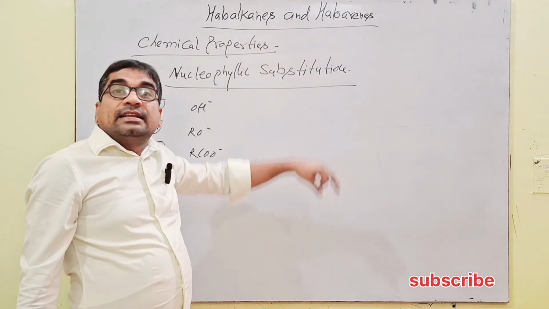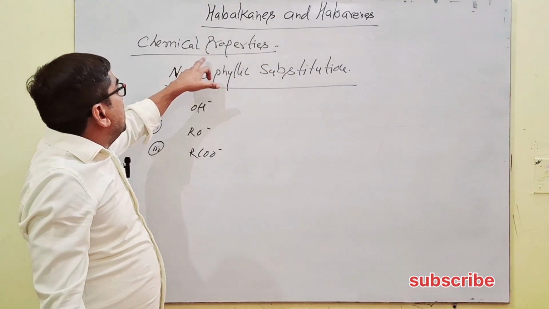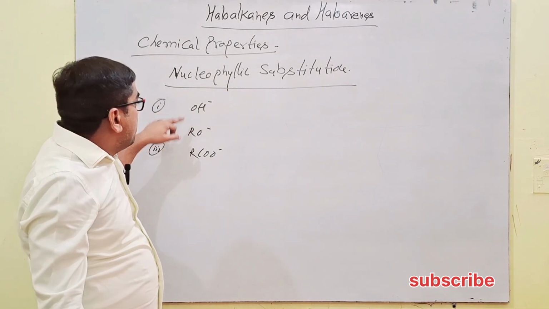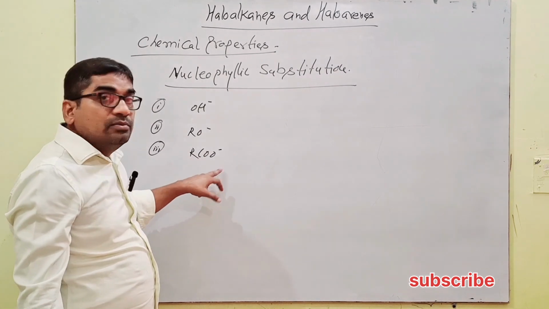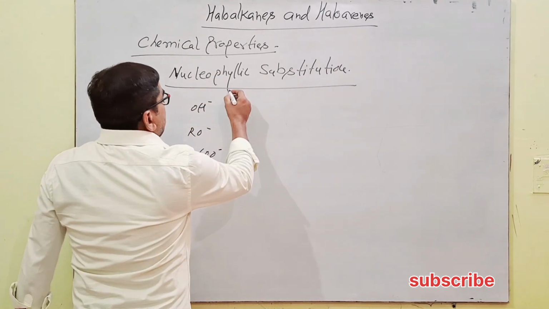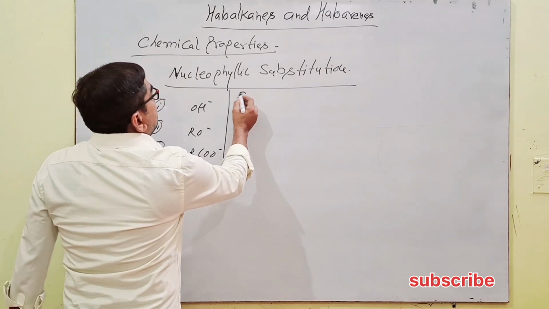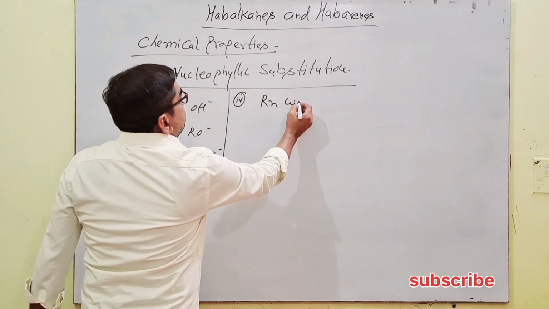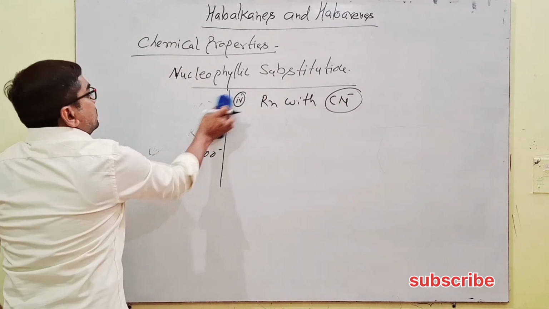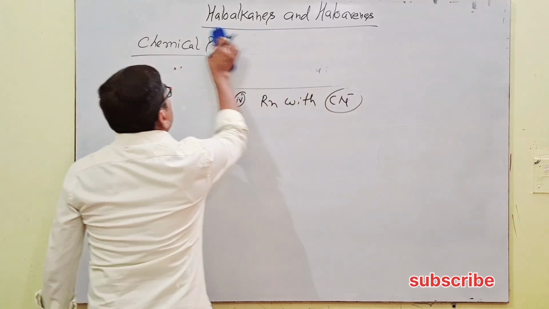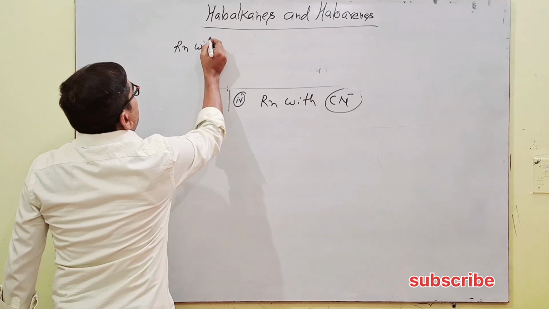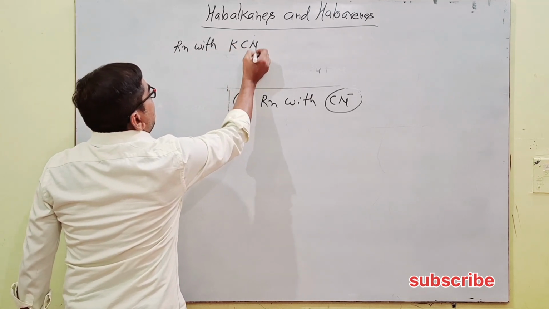In Haloalkanes and Haloarenes, we have discussed nucleophilic substitution reactions of the OH group by RO and RCOO minus. Nucleophilic substitution is continued. So next we will discuss the reaction with the cyanide group, which is a reaction with potassium cyanide, KCN.